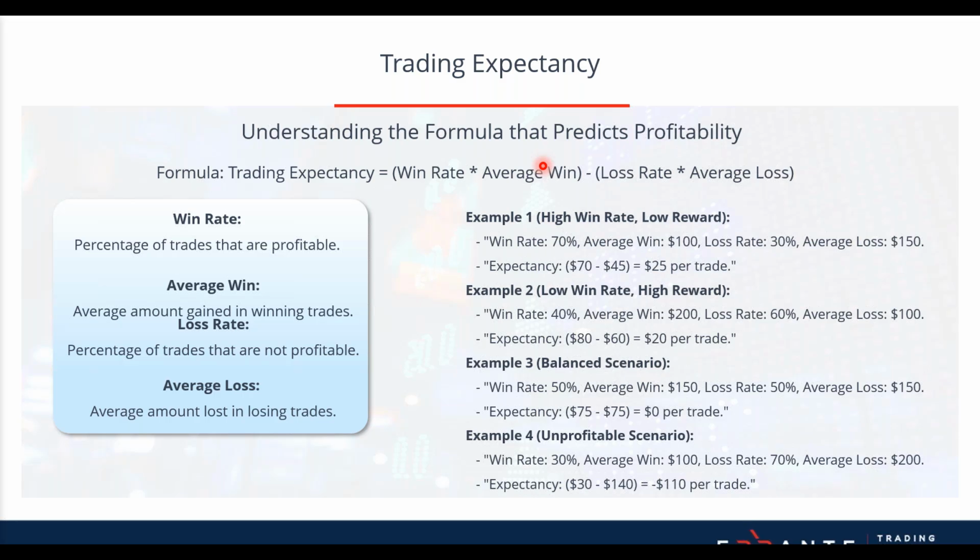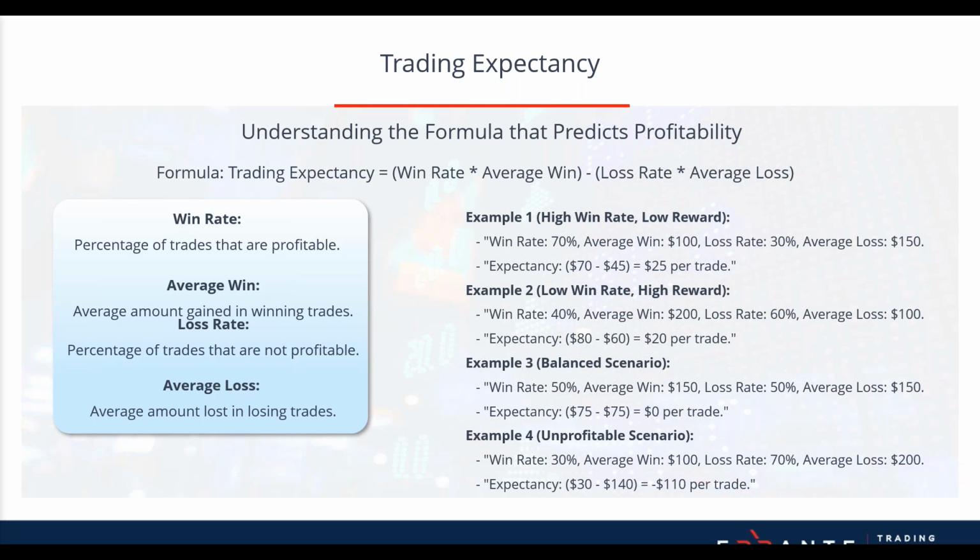So let's dissect the components. Win rate is the percentage of your trades that are profitable, while average win is the average amount gained from these successful trades. Conversely, loss rate is the percentage of trades that incur losses, and average loss is the average amount lost in these trades.